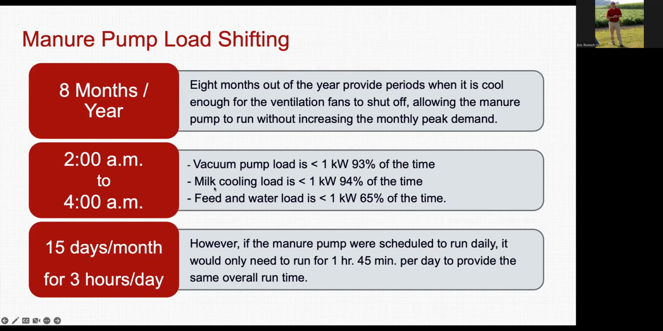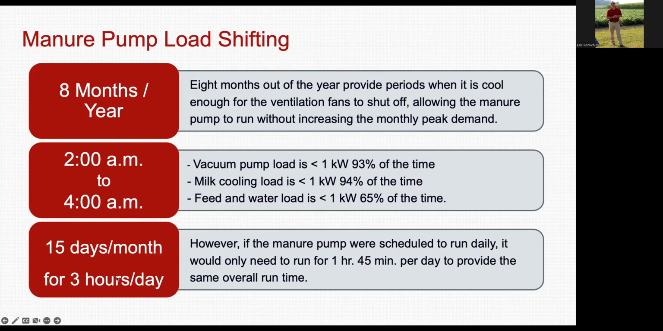was really kind of the sweet spot where the vacuum pump load was 93% of the time less than 1 kW. Milk cooling load, 94% of the time was less than 1 kW. And the feed and water loads tended to be low during those times as well. And so this time window between 2 and 4 a.m. seemed like a logical time that we could shift that manure pump to, and we would expect that 8 months out of the year, we would see peak demand savings because of that.